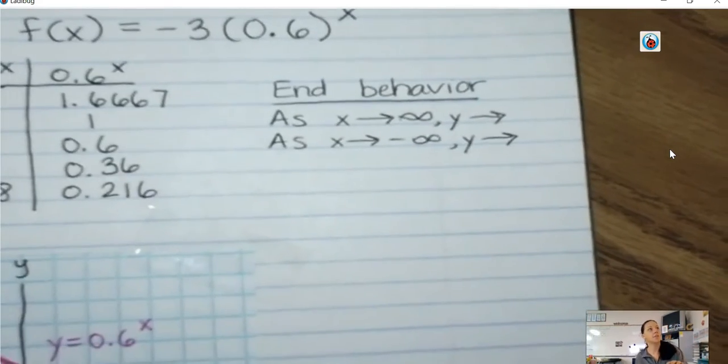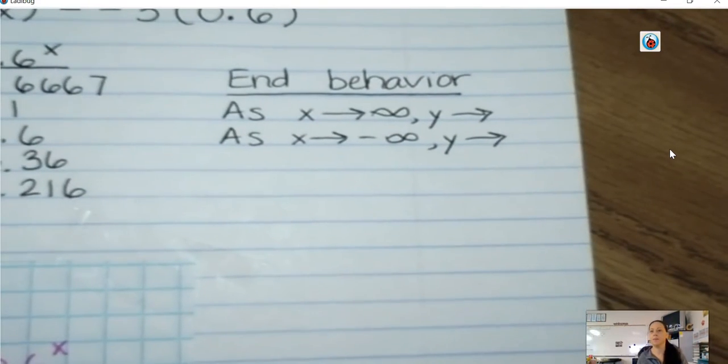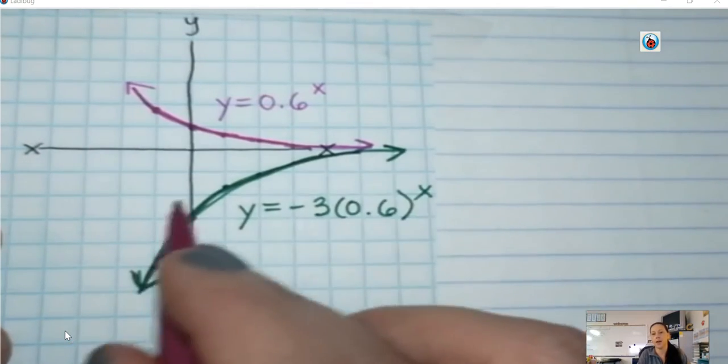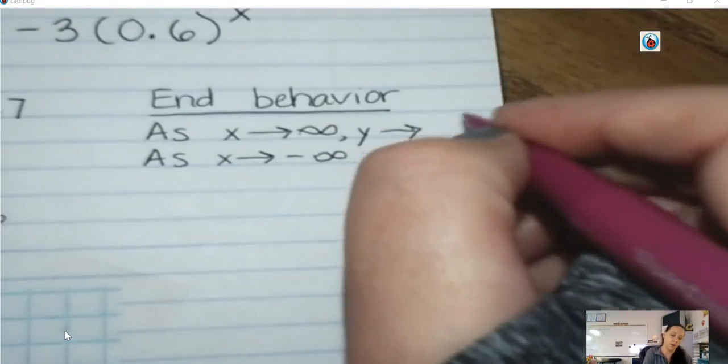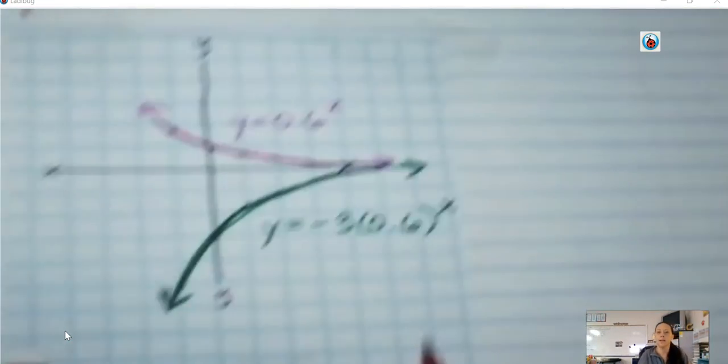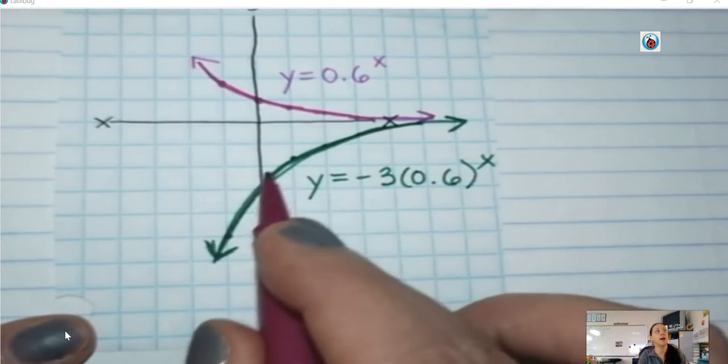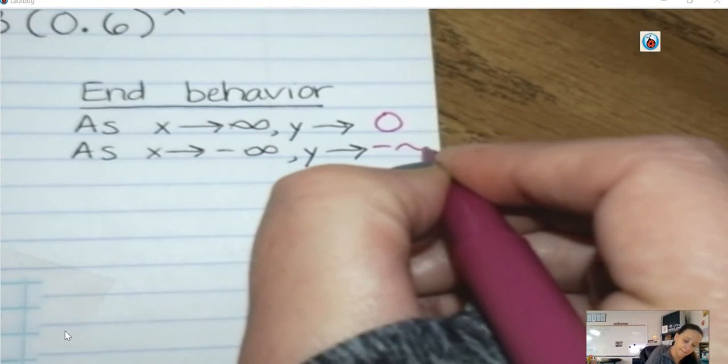So as the x's are getting bigger, what happens? As the x's are getting smaller, what happens? As x gets bigger to the right, the graph is getting closer and closer to 0. As the x's are getting smaller, so as I'm going to the left, the graph is going down forever, so it's going to negative infinity.